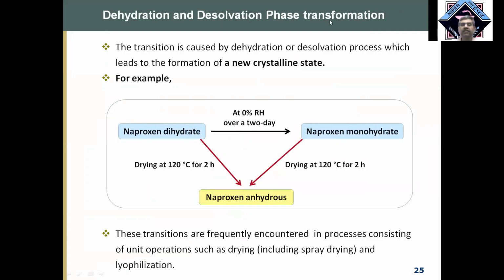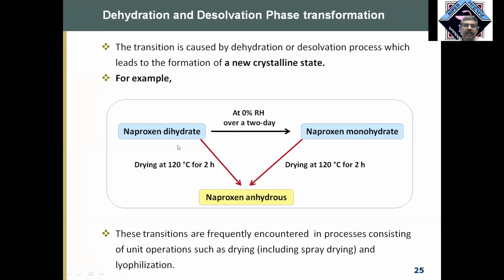Dehydration and desolvation phase transformations are also examples of solid phase transformation. The transition is caused by dehydration or desolvation process, which leads to the formation of a new crystalline phase. For example, in the case of naproxen dihydrate, if we keep it at 0% RH over a period of 2 days, naproxen monohydrate is formed. And if we dry it at 120 degrees Celsius for 2 hours, naproxen anhydrous form will be formed.